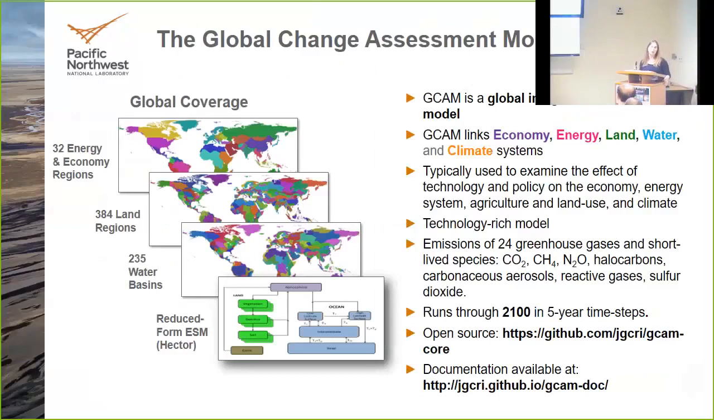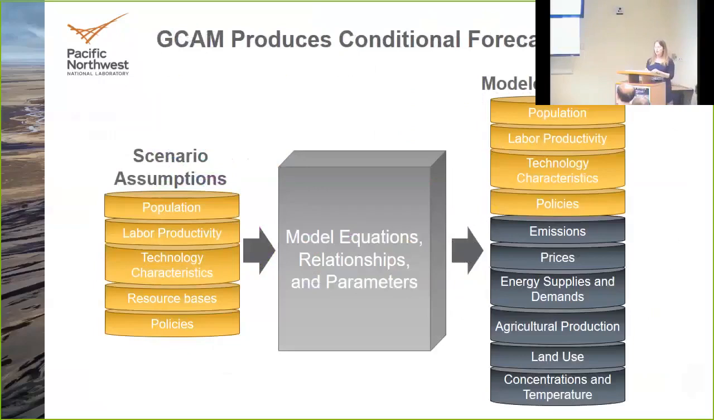It's open source, and there's documentation online. And so how it works is, you can think of it as producing conditional forecasts. So conditional on a set of inputs, it does some calculations, and you get a set of outputs. And the sorts of inputs that we put into the model are things like estimations of population, labor productivity, technology characteristics, resource bases, and policy. And policy I'll come back to. And so then there's a set of equations and parameters. And then what you get out on the other end is, in addition to those things you've put in, you also get emissions, prices, energy supply and demand, agricultural supply and demand, land use, concentrations, and temperature.